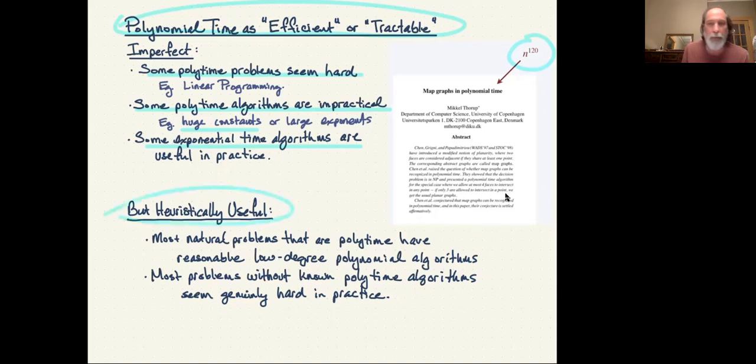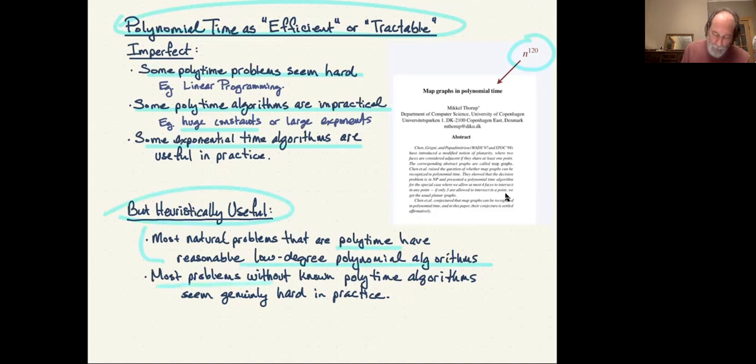Okay, so it's not perfect, but it's useful heuristically. Why? Because most of the time, when you're faced with a natural problem, and it turns out to be a polytime problem, it usually turns out to have a reasonable low degree polynomial time algorithm, right? So there are exceptions, but they're exceptions. It's not the usual experience.